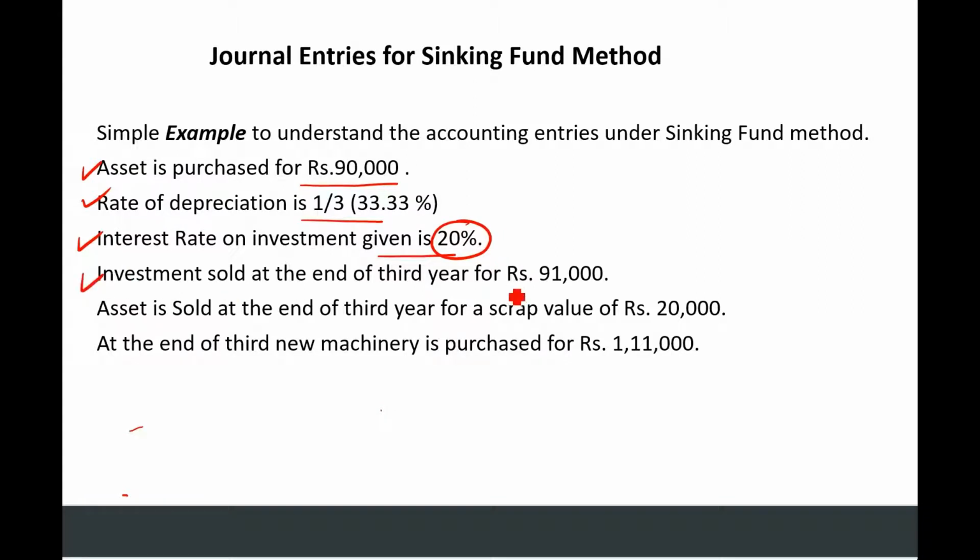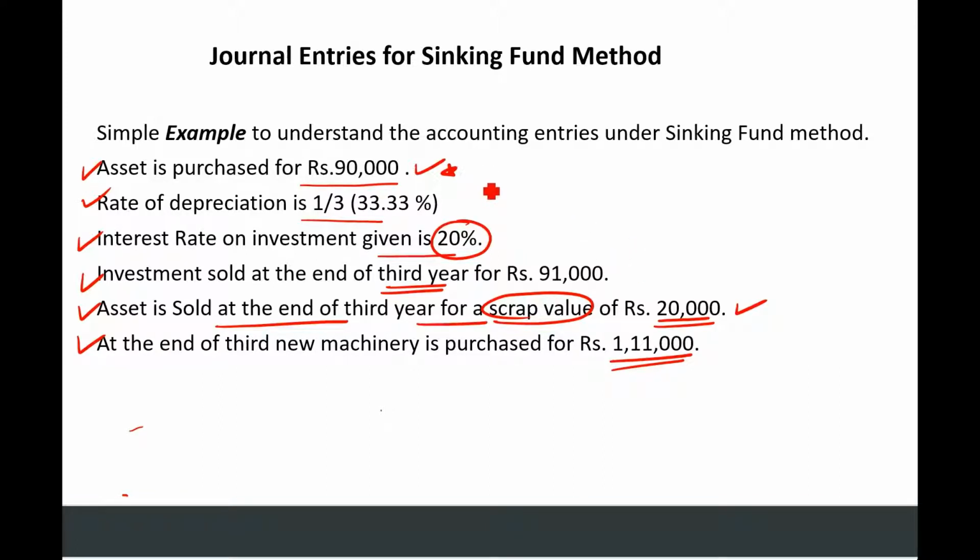Here also, the investment is sold at the end of the third year. So here you need to pass journal entries for 3 years. An asset is sold at the end of the third year for a scrap value of rupees 20,000. So when the asset is purchased, the value at the end of the third year, the scrap value, is rupees 20,000. And at the end of the third year, after making the sale of this asset, new machinery is purchased for 1 lakh 11,000. So now we need to pass journal entries for this simple problem.